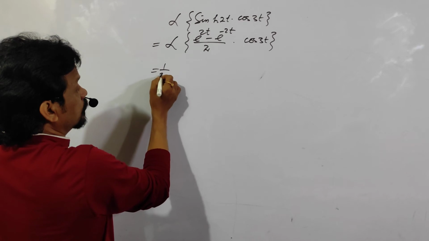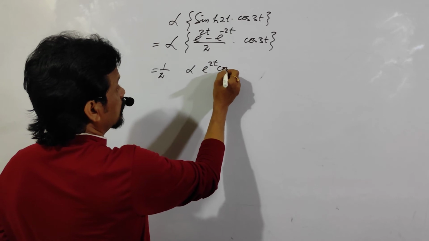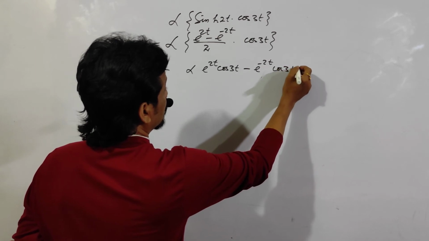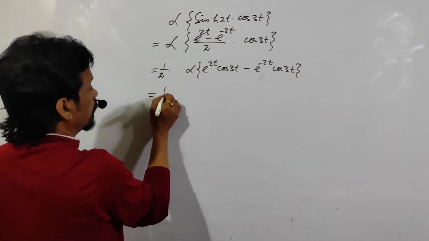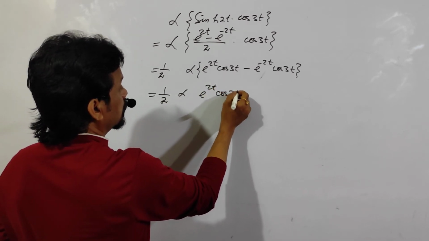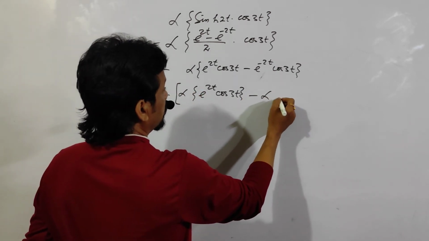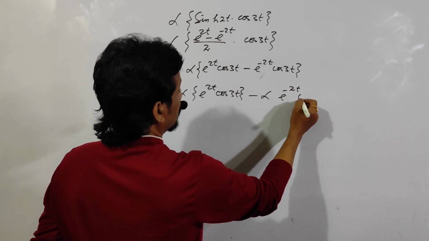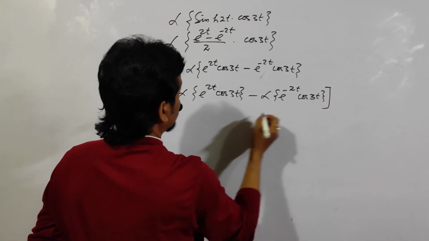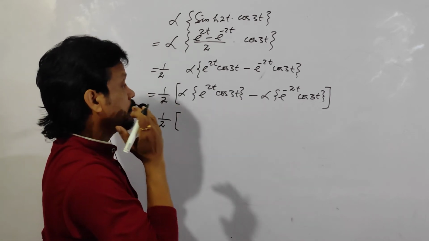Clear? So take 1 by 2 outside. Simply multiply: e to the 2t into cos 3t minus e to the minus 2t into cos 3t. Clear? Then separate it. Laplace of e to the 2t into cos 3t, put a bracket here, minus Laplace of e to the minus 2t into cos 3t. So it will be 1 by 2.